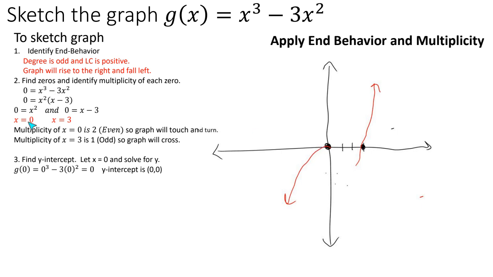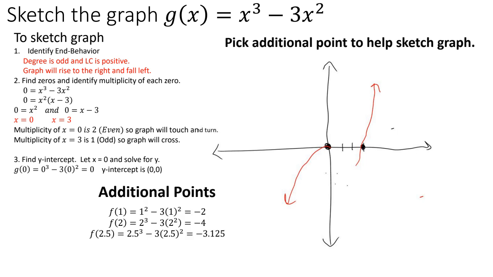But at x equals 0, the graph says to touch, right? So I'm going to know that it's touching here. And then at x equals 3, it's crossing. That's why my line kind of goes through it. But I need to know what's going on in between these two zeros. So that's where the additional points come into play. You could get points over here, but it's not going to be that helpful because this graph just keeps going. So the best points to get would be in between the zeros, where we have the gaps.